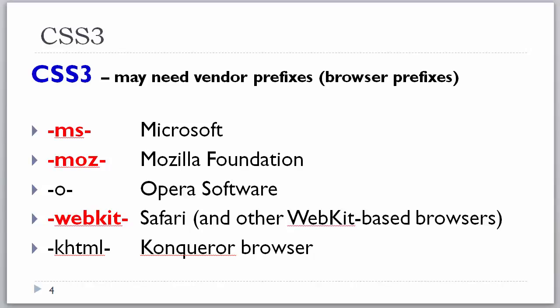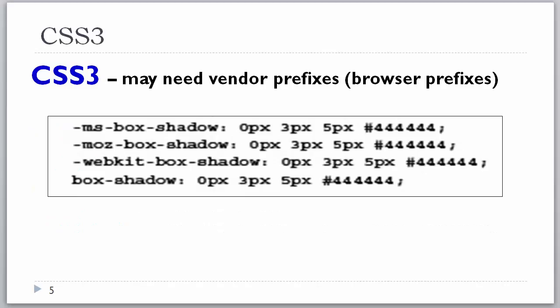For some CSS3 properties, you may still need what are called vendor prefixes or browser prefixes. These properties would be preceded by the below prefixes for the different organizations and their browsers. So this is an example of how a CSS3 property might look with the vendor prefixes. Generally, the last line of code would be the W3C specification, so that in the event that they support that, that will be the last one they read.